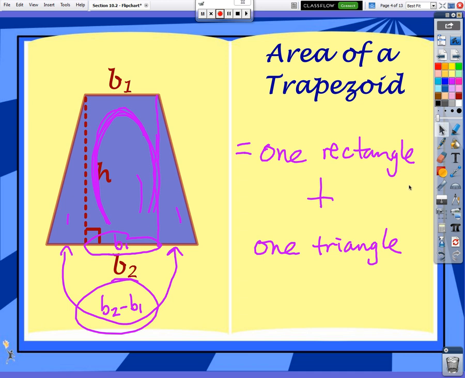So if you want to come up with your own formula, or if you want to take a look at the textbook formula, you can use that, but I would just highly encourage you to think of it as a rectangle and a triangle's worth of area.